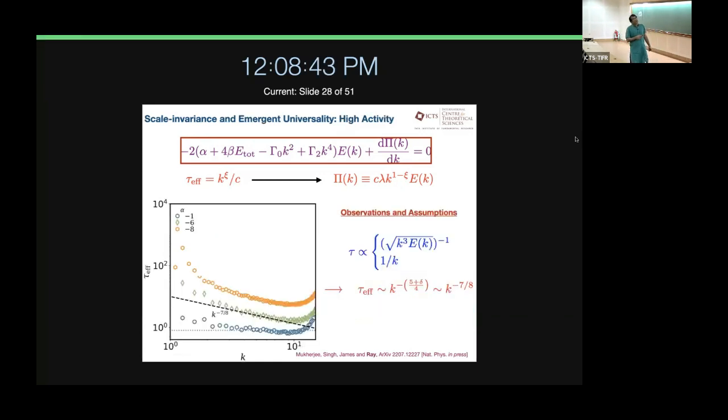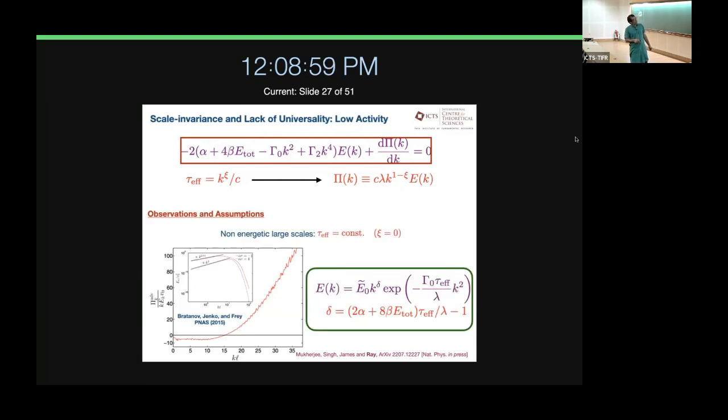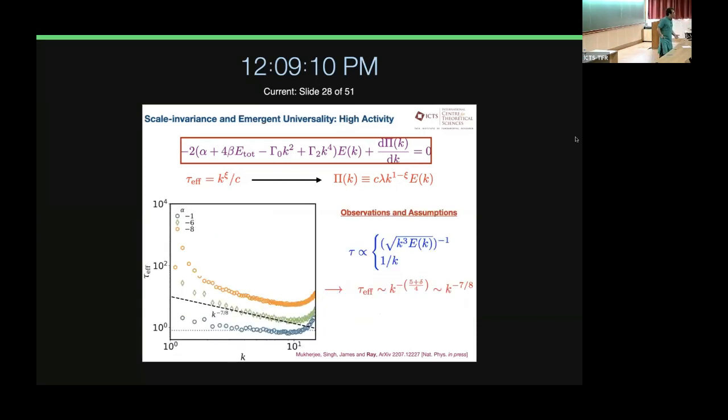So where does the emergent universality arise when you go to high activity? It's really a combination of assumptions and observations. What you start doing is the following. If you notice, this delta is a linear function in alpha. So as the bacteria start to get more energetic, the large scales in the problem also start to become more energetic. So this assumption of a scale-independent effective time scale starts to break down.